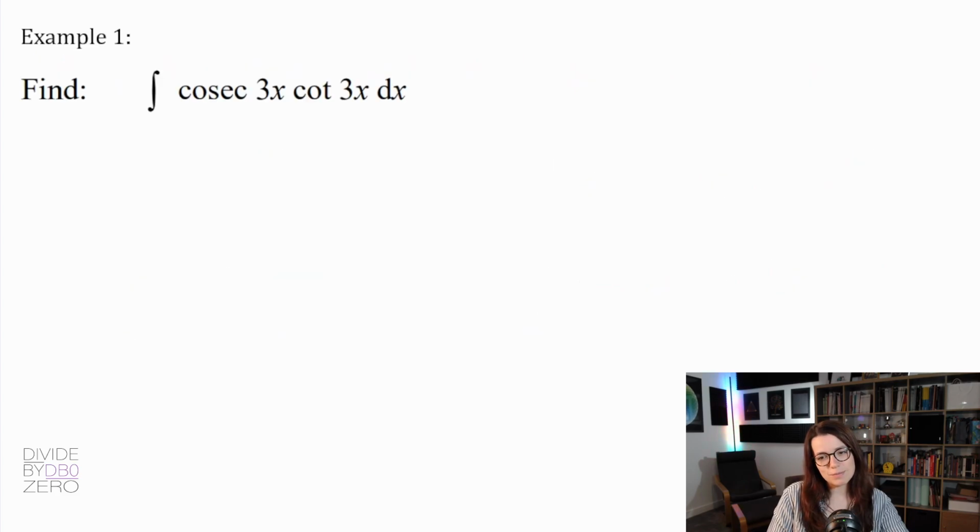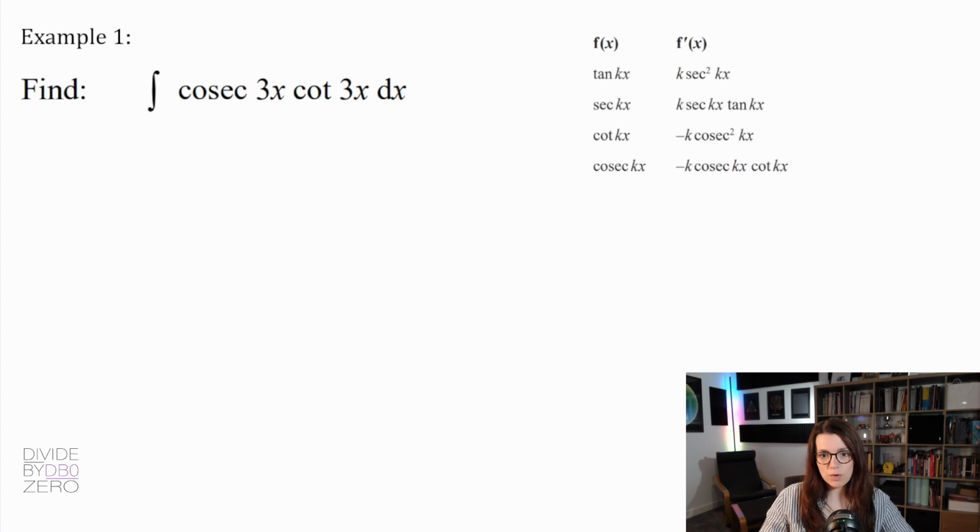Now let's look at some examples. So example 1, find the integral of cosec 3x cot 3x dx. So this looks like one that could be in the formula book. So if we have a look there, we can see that if we work backwards from this information given in the differentiation section, if you want to integrate cosec cot, that becomes cosec. But again, we've got to be careful with any constants or negatives or anything like that.